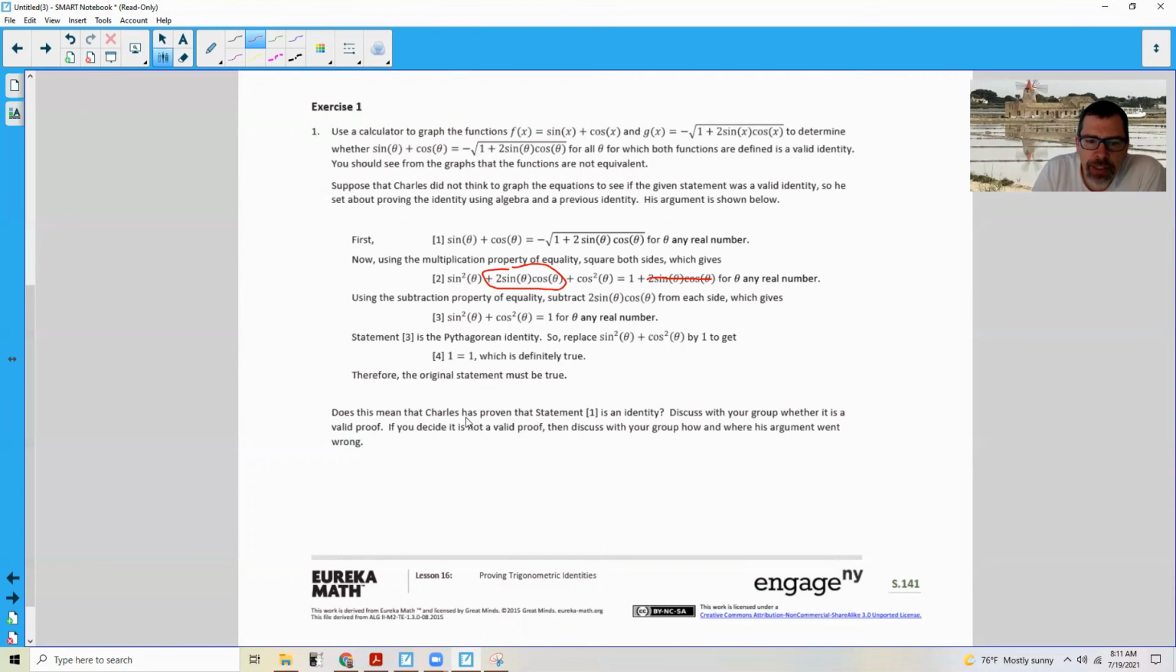Okay, so does this mean that Charles has proven that statement 1 is an identity? Discuss with your group whether it is a valid proof. If you decide it is not a valid proof, then discuss with your group how and where his argument went wrong.